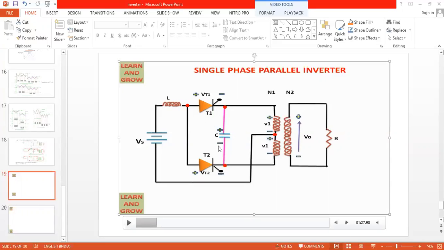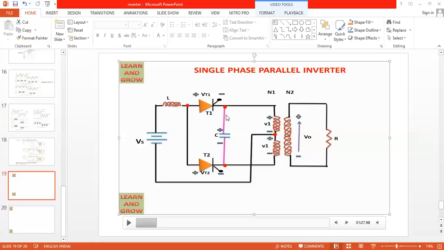Okay. So now let us see the operation of this circuit. Parallel inverter is a very important circuit. The entire subject: bridge inverter, series inverter, and parallel inverter. Okay, right. So now we just move to mode 1. So what is mode 1?